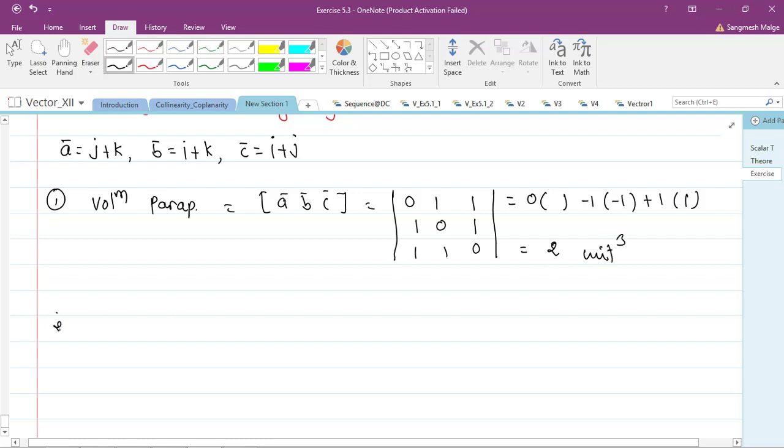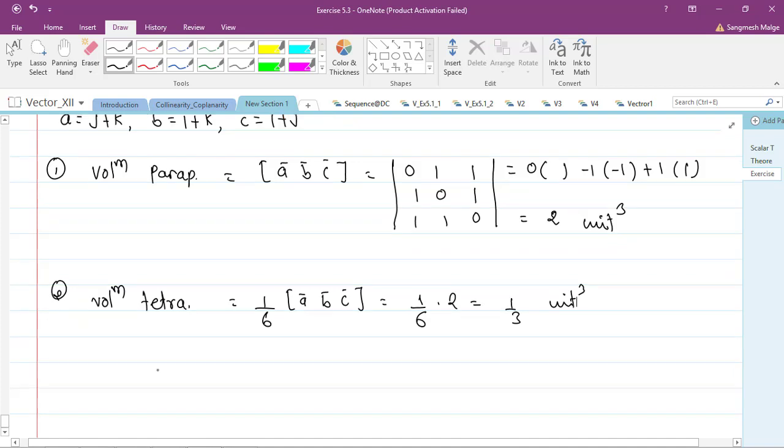Now the second case: the volume of tetrahedron with the same coterminous edges, which is 1/6 the box product of A bar, B bar, C bar, which is 1/6 into 2, which is 1/3 unit cube. I hope this is okay. Very simple. Let's go to the next question, question number 16.